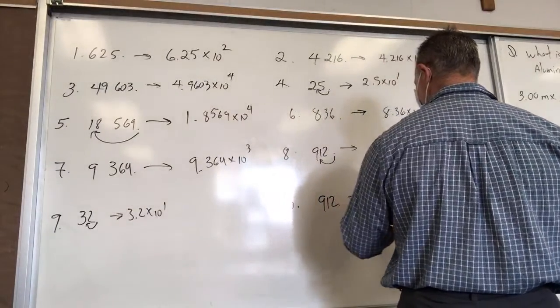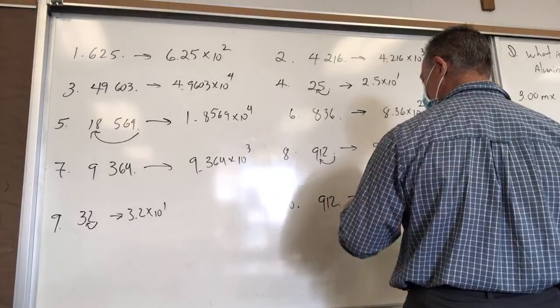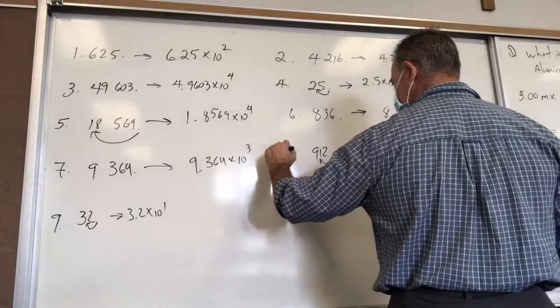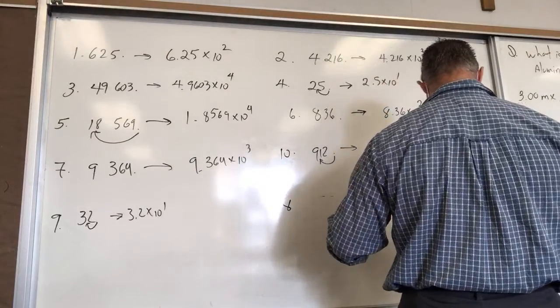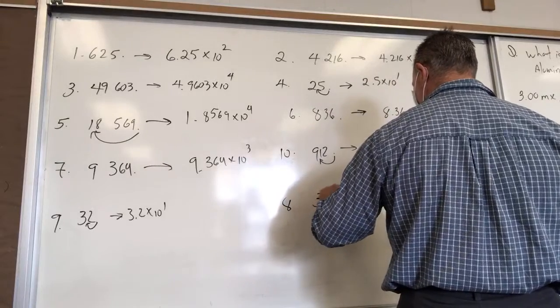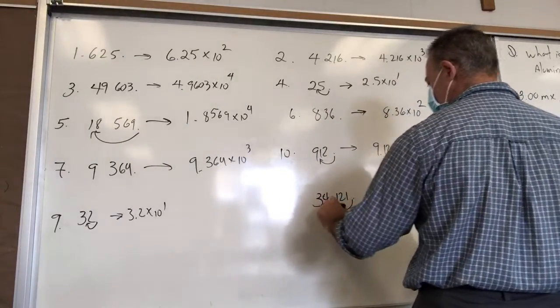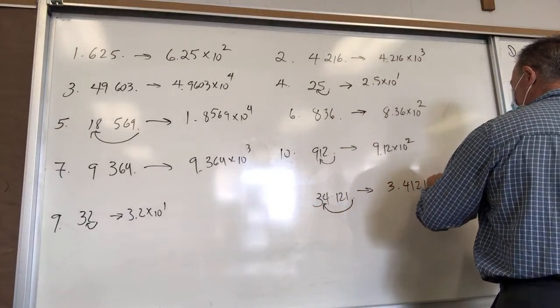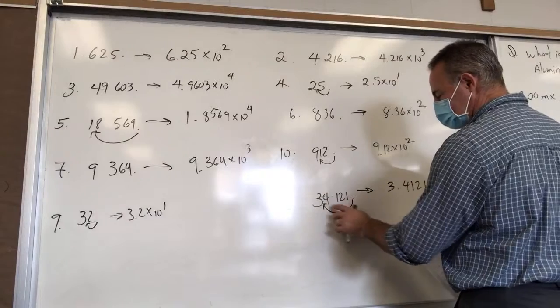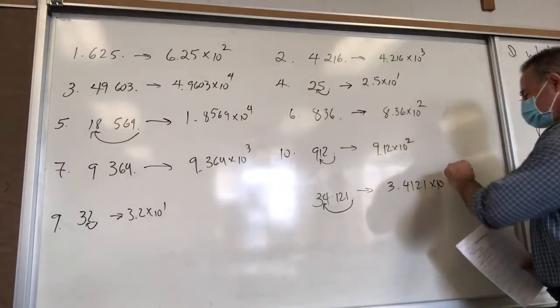Number 10, 912. Oh, what I did is I did number 10 here, so I'll do number 8 here to make up for it. Number 8 is 34,121. Decimal place is here, we move it to there, it becomes 3.4121. And how many times did you jump it? 4 times, so 10 to the power 4.